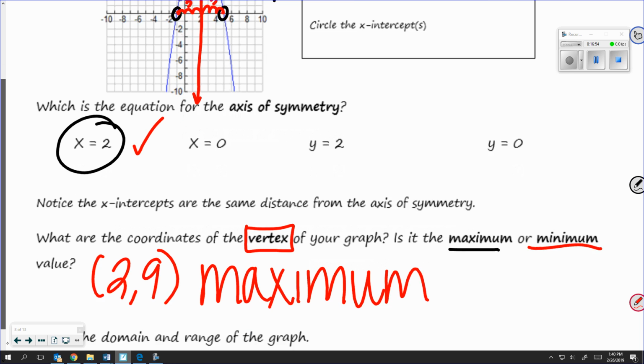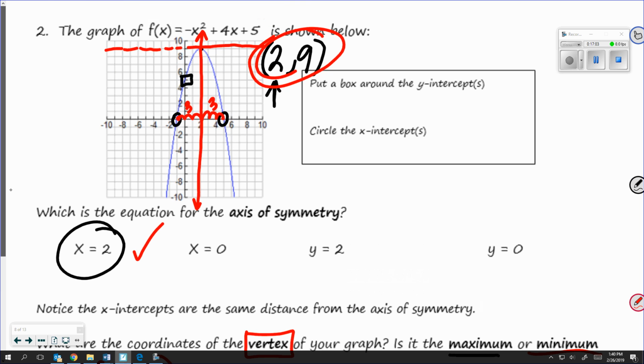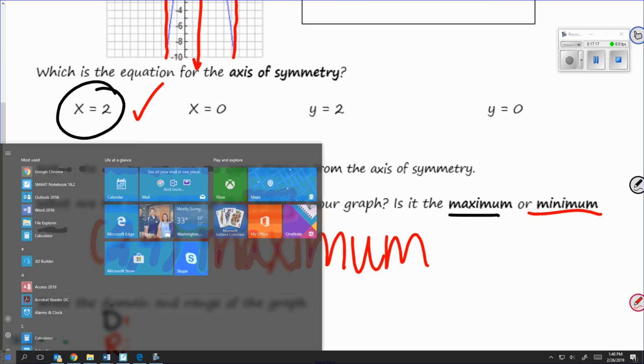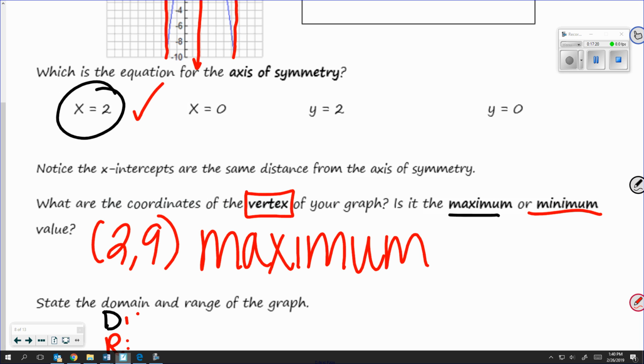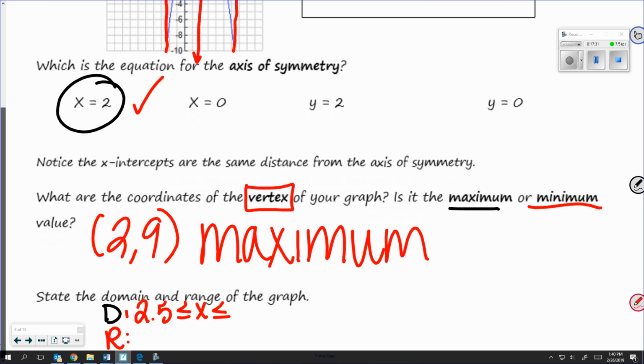Then it's asking us the domain and the range. If I'm looking here, are there arrows going right here? There are no arrows, so is it going to infinity? No, it stops right there. That's as far as it can go. So the farthest left it can go is 2.5. Is that included? Yes, it's included, because that's where the line is. The farthest right it can go is right here, which is about 6.5, and that's included as well because that's the line we're looking at.